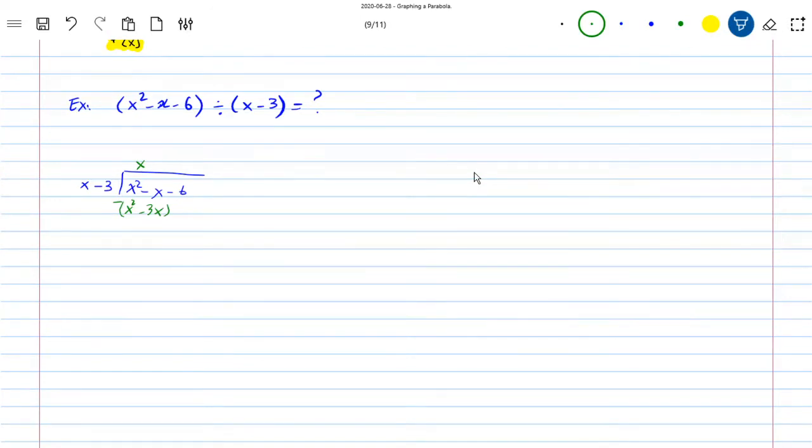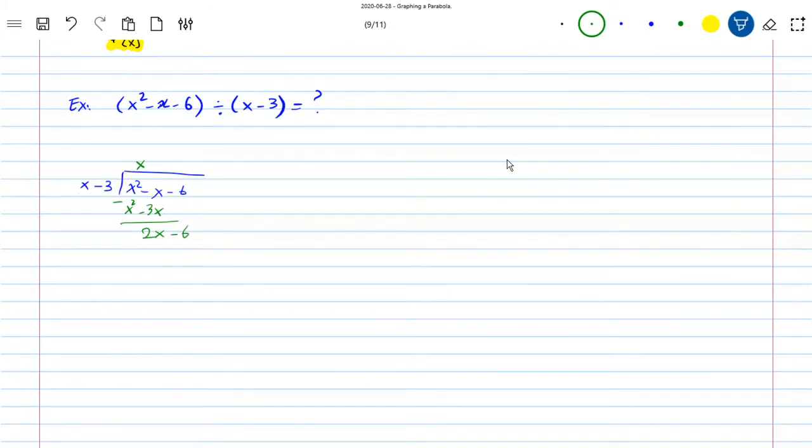So you don't need to use parentheses as long as you make sure that you subtract top from bottom. X squared minus x squared will cancel out. So these two will cancel out. Negative x minus negative 3x: minus negative 3x is positive 3x, and with negative x, that will give you 2x. I'll drag down the other term, minus 6.